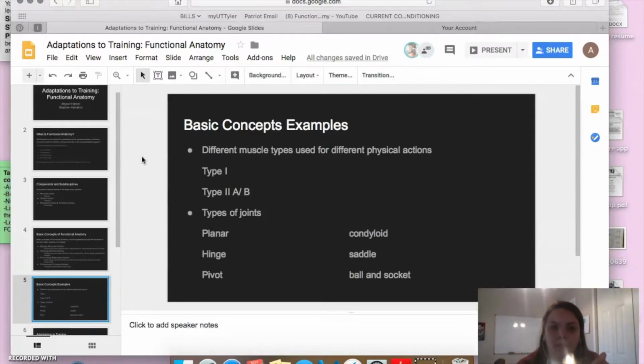So your functional anatomy is going to come into play, like the previous slide you talked about with the different components of the muscular system. This is one of those components. This is something that contributes to the overall functional anatomy of the body.